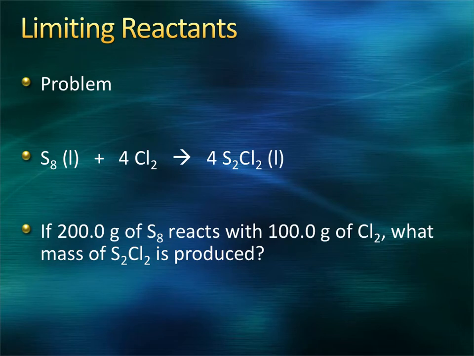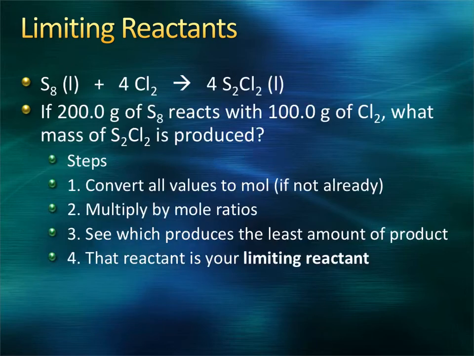So we're going to use this problem here as an example. We have S8, which is elemental sulfur, plus 4 Cl2, elemental chlorine, yielding 4 S2Cl2, which is a liquid. Our question says, if we have 200 grams of S8 reacting with 100 grams of Cl2, what mass of S2Cl2 will be produced? It's just like going back to our pliers, hammer, and screwdriver example. Let's say this is 200 grams of this thing and 100 grams of this. What is the maximum amount over here that we can make? We're going to use stoichiometry to figure that out.